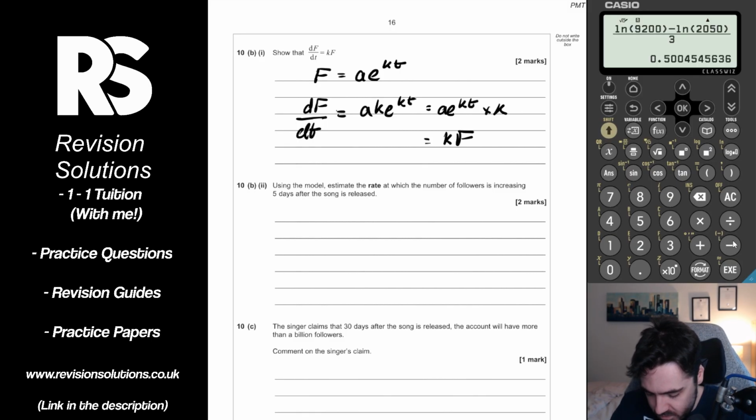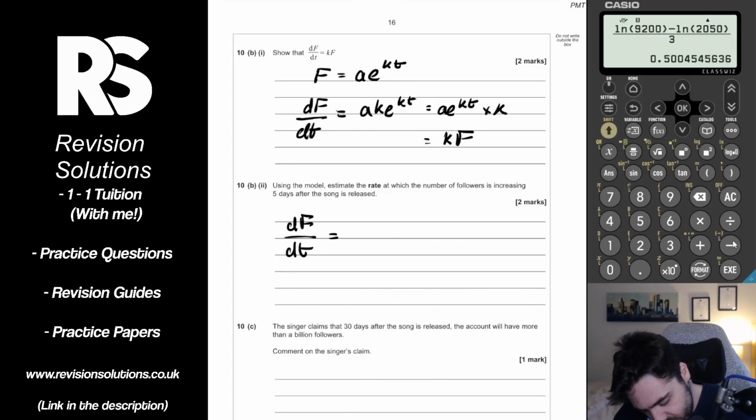Then it says, using the model, estimate the rate at which the number of followers is increasing 5 days after the song is released. So the rate is the derivative, the rate of change with respect to time. So what we need to do is plug in to our derivative we have here, which is k times f. So df by dt is k, which we got the value of k to be 1/2, so 0.5, times the number of followers on that day we were asked for.